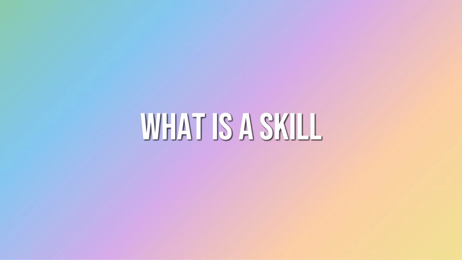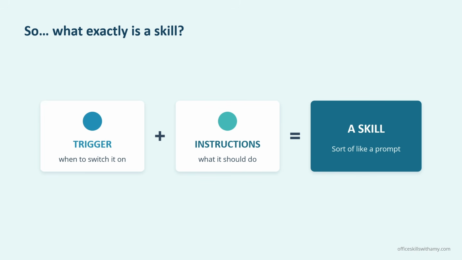So, firstly, what is a skill? In simple terms, a skill is a prompt, but there are 2 main components that make up a skill. The first one is a trigger. So when do we want to switch on this skill? Like when do we want to use it? And then number 2 is instructions, which are what should Cowork do? How should Cowork take action to complete this task? So in summary, a skill is made up of 2 parts, which is that trigger and instructions.